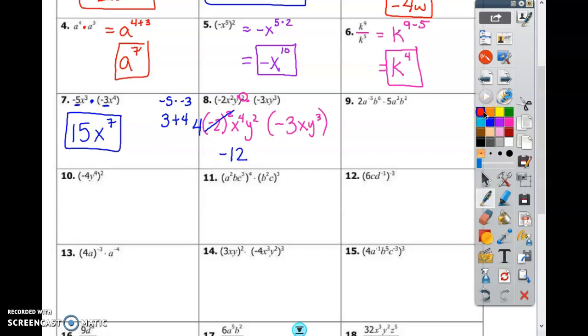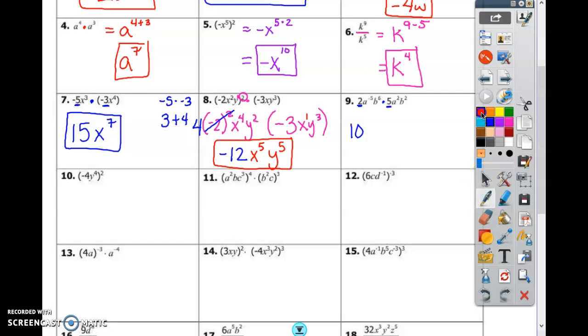Okay? And now all we have to do is add all the exponents. So I have 4 x's here and 1 x here. In total, I have how many x's? 5 x's. I have 2 y's here, 3 y's here. How many do I have in total? That's your final answer. Okay, let's continue. 2 times 5 is 10, right?